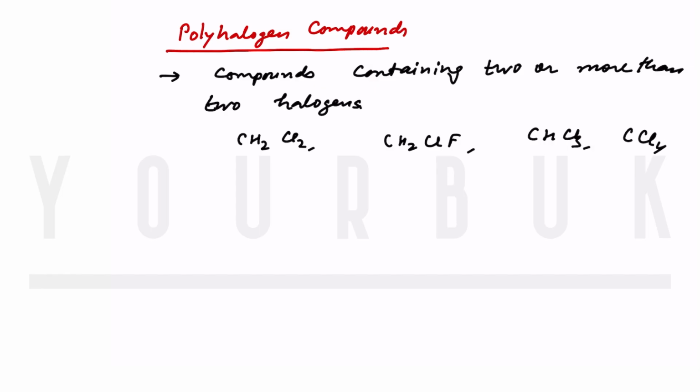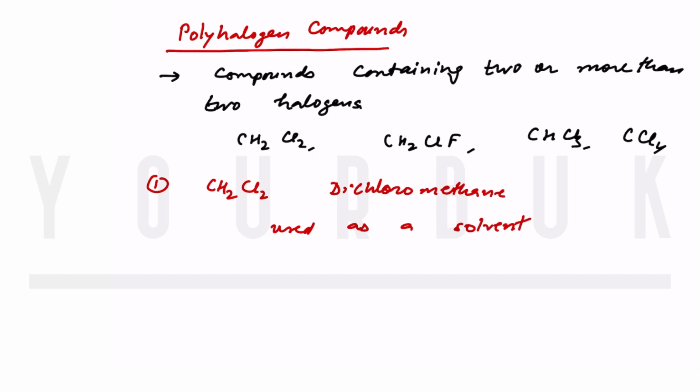Now the first one is CH2Cl2. This is called dichloromethane, and it is used as a solvent. The second one, these compounds are called chlorofluorocarbons, and they are used as refrigerants.